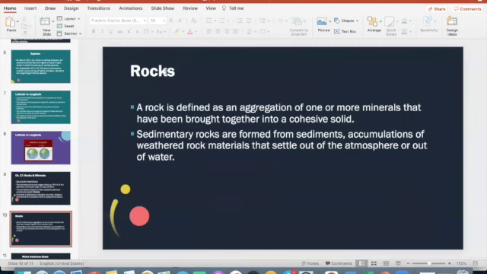So on to rocks. A rock is defined as an aggregation of one or more minerals that have been brought together into a cohesive solid over time. Sedimentary rocks are formed from sediments, accumulations of weathered rock materials that settle out of the atmosphere or out of the water.